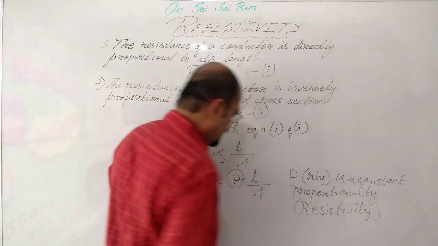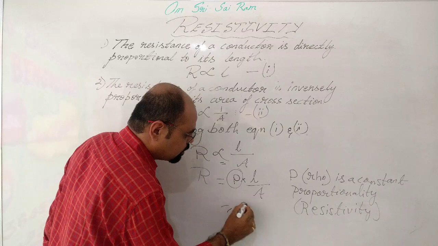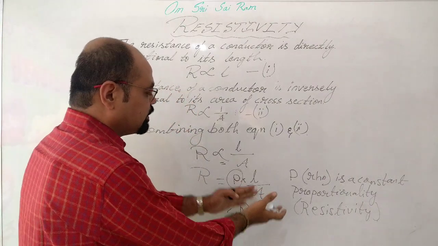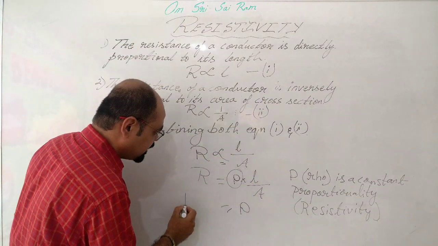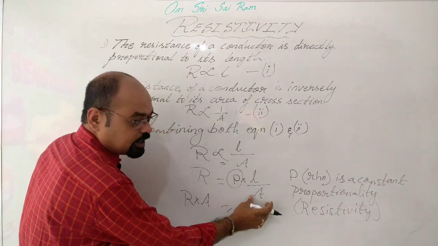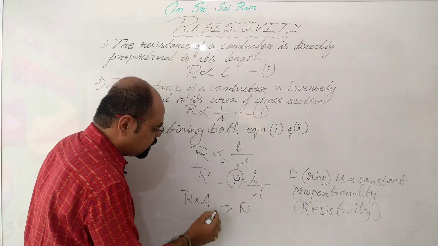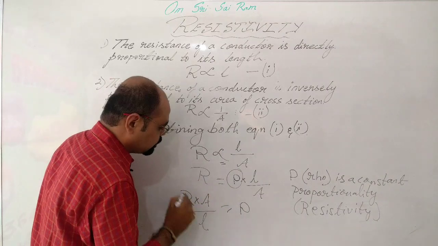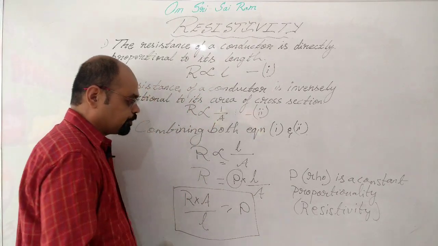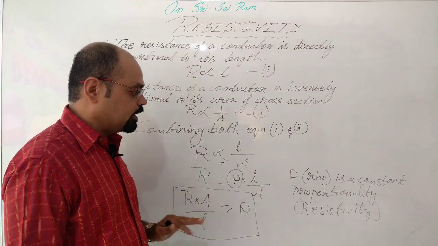Now keeping rho on one side and transposing the other quantities, we get R into A. A is in the denominator here, so when it goes to the left hand side, it goes to the numerator, divided by L. So this is the formula for resistivity. Resistivity rho is equal to R into A by L.